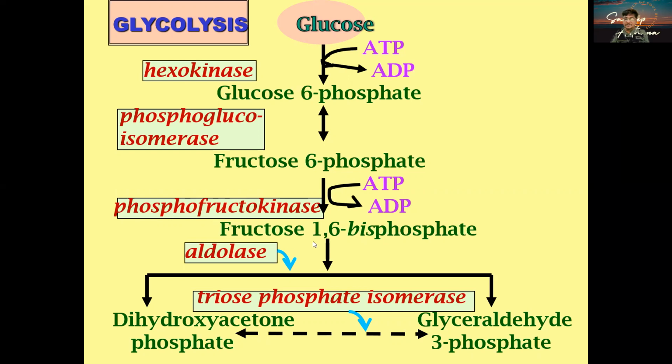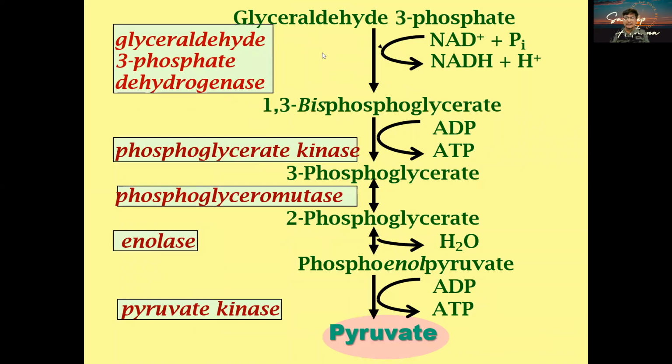Then this fructose 1,6-bisphosphate will be broken into dihydroxyacetone phosphate, which we call DHAP, and glyceraldehyde 3-phosphate, with the help of triose-phosphate isomerase. And the glyceraldehyde 3-phosphate further adds NAD with the help of glyceraldehyde 3-phosphate dehydrogenase and is converted into 1,3-bisphosphoglycerate. Here ATP formation will occur, and it will be converted to 3-phosphoglycerate with the help of the enzyme phosphoglycerate kinase.